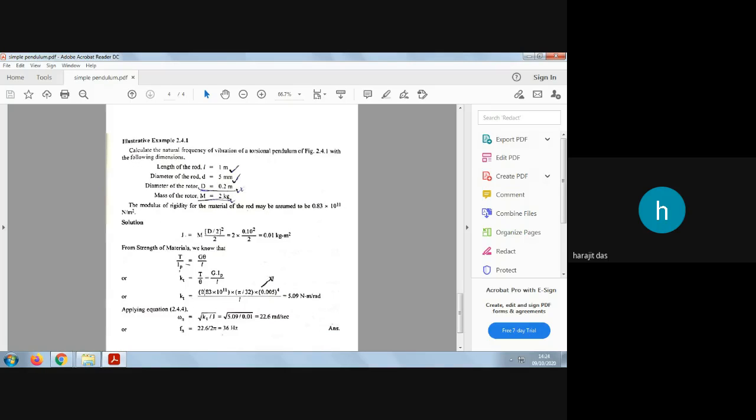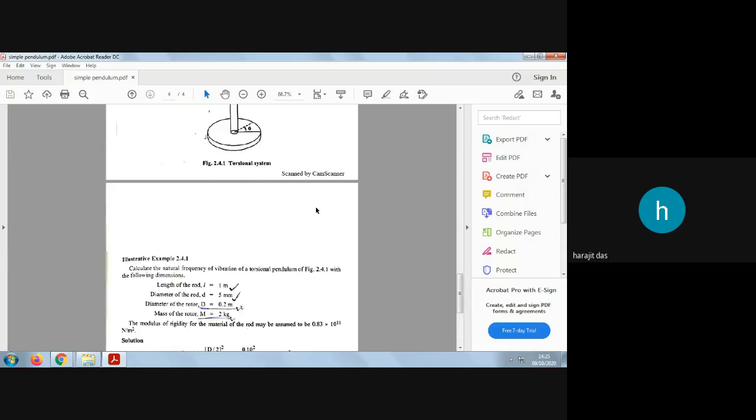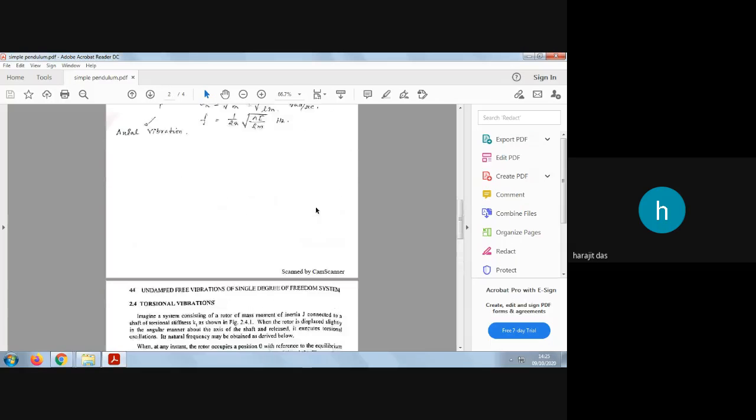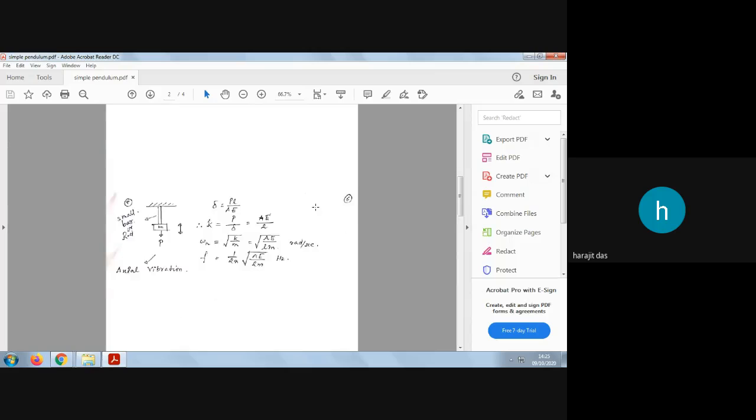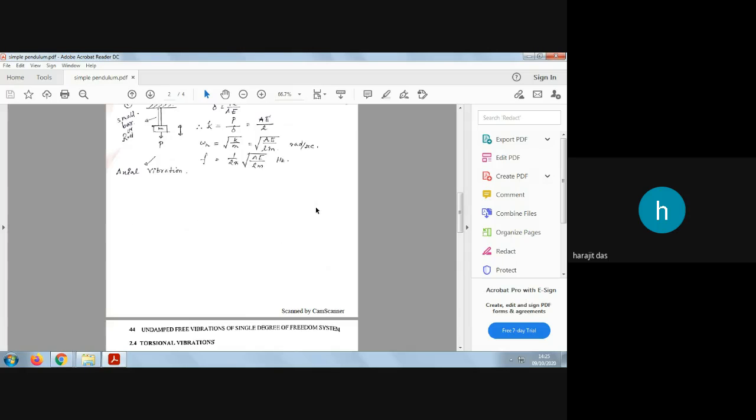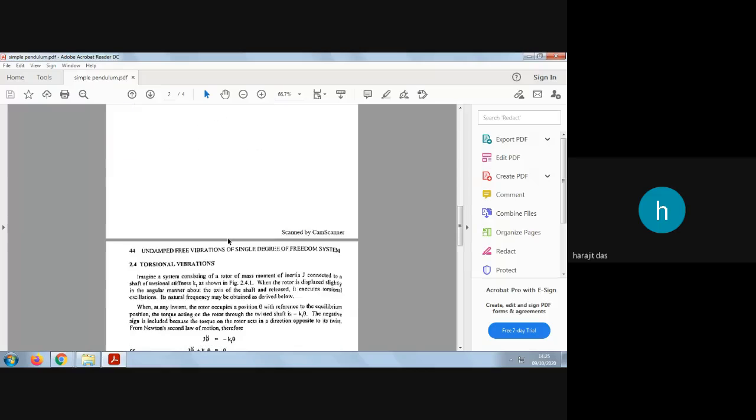Applying both these values, I and kt, you will be able to find omega n. The natural frequency will be under root kt by I. Understood? This is the angular frequency, 22.6, and this is the linear frequency, 36 hertz. Very simple problem. Thus you will be able to solve this kind of problem. These are the very basic things of mechanical vibration, and there is nothing much more complex that you will not get after studying up to this much.